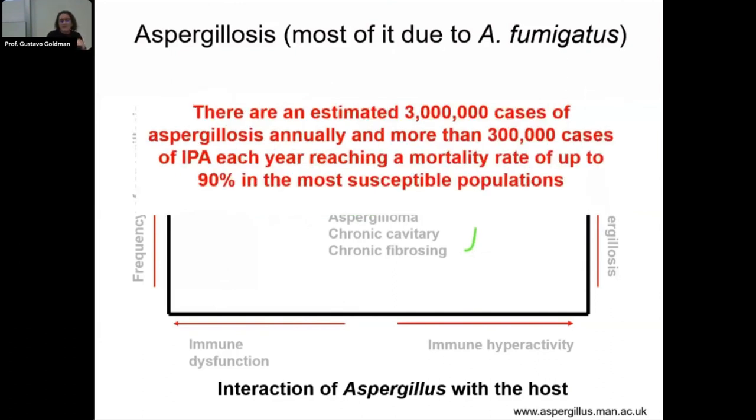There are probably an estimated 3 million cases of aspergillosis a year, and probably more than 300 cases of IPA each year.